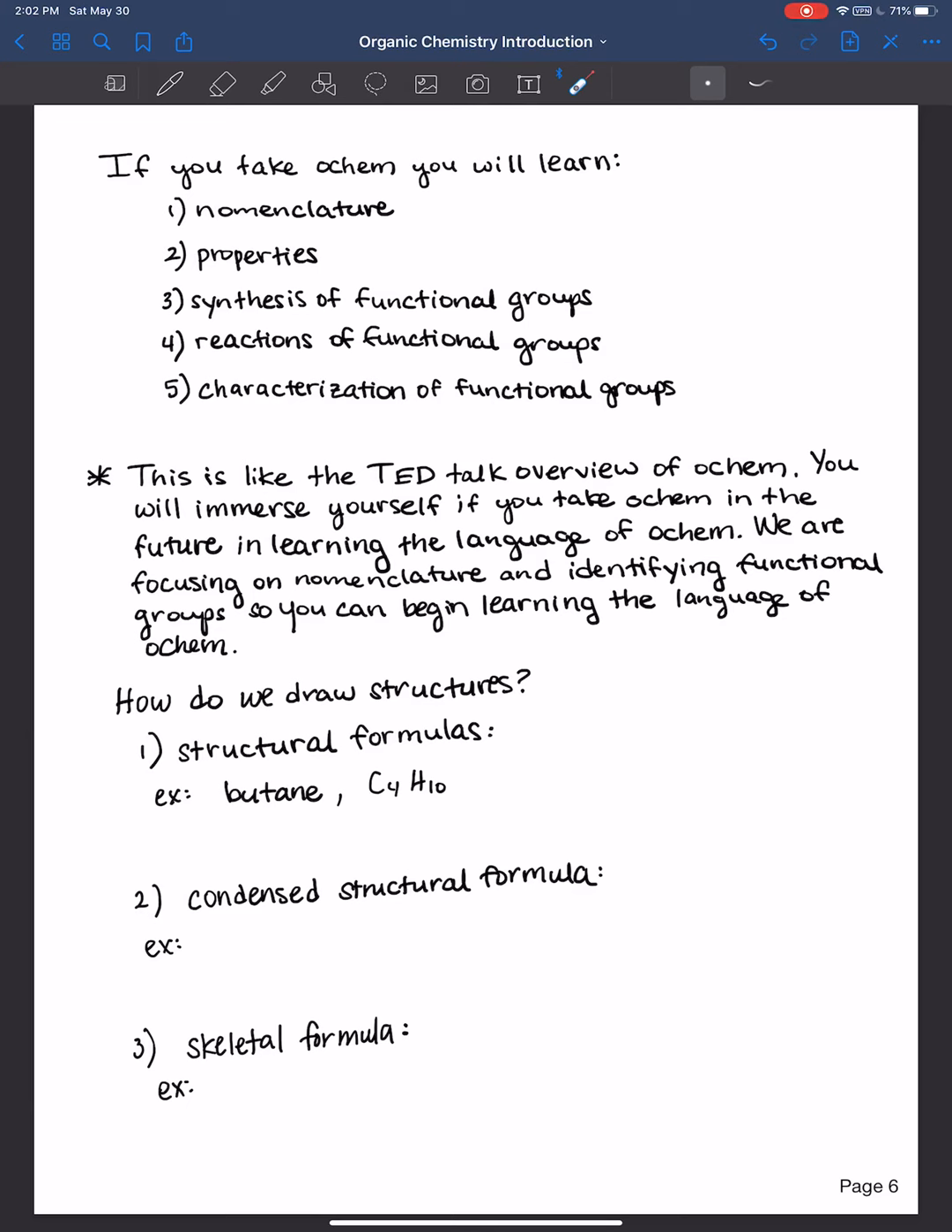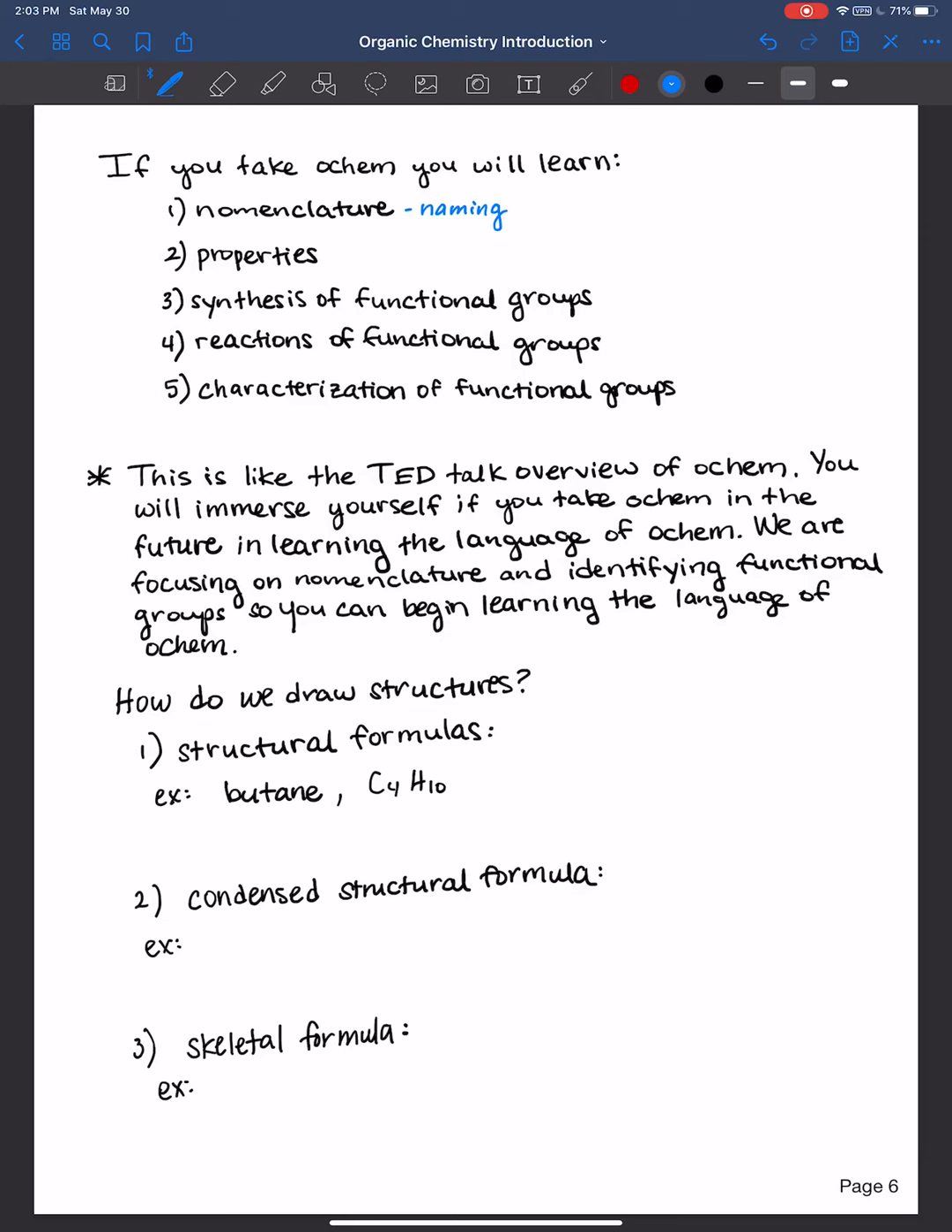Now, if you do take organic in your future, then the way it's structured is that we have nomenclature, which is naming, and that's what I will focus on in these videos here. I won't do all of naming. I won't teach you how to name esters or ketones or aldehydes. I'm going to mainly focus on alkanes, alkenes, alkynes, and aromatic hydrocarbons, but that will be a good foundation for naming other types of organic molecules in the future.